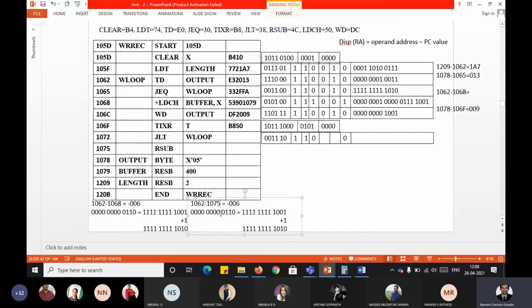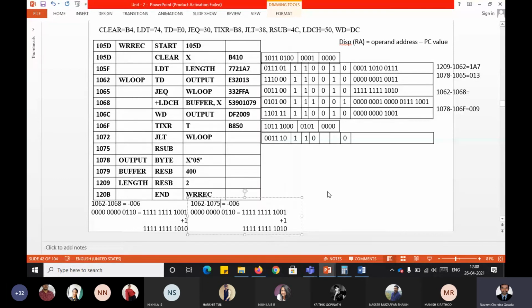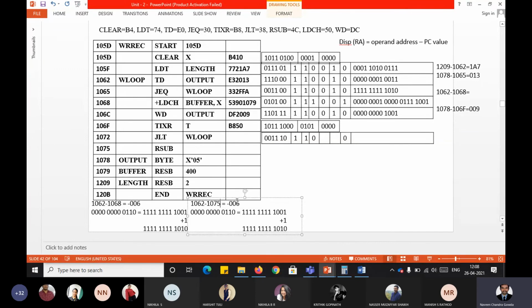When you subtract 1062 minus 1075, you will get FED. Same way, it is the same as when you do 1075 minus 1062, you get 13, 013.